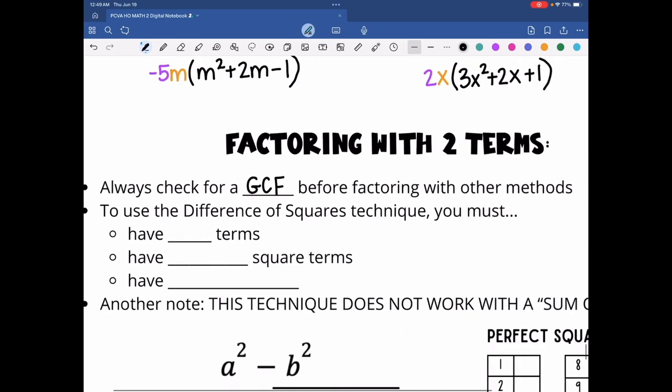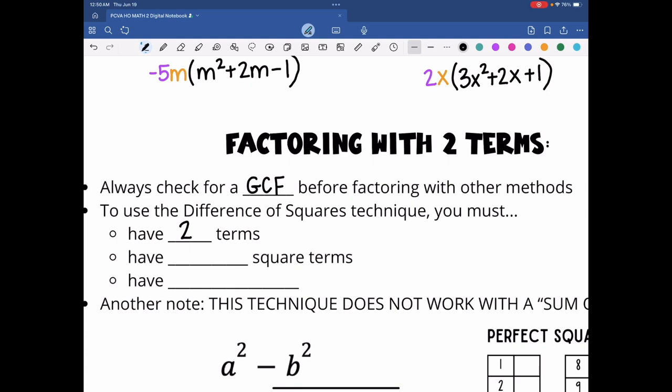Now, when we do 2 terms, there is a technique called difference of squares. It's called difference of squares for a reason, because the expression has to meet certain criteria in order to factor it this way. First, difference of squares can only happen when I have 2 terms. So 2 terms means 2 pieces, whether variables, numbers, or a combo of both, separated by addition or subtraction.